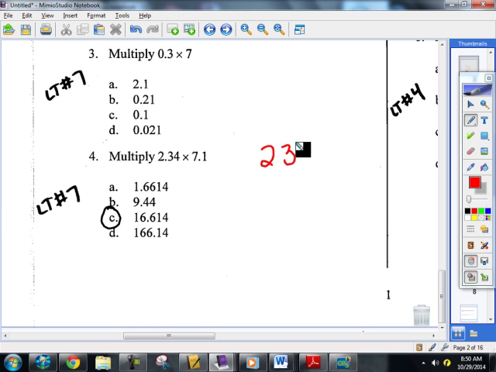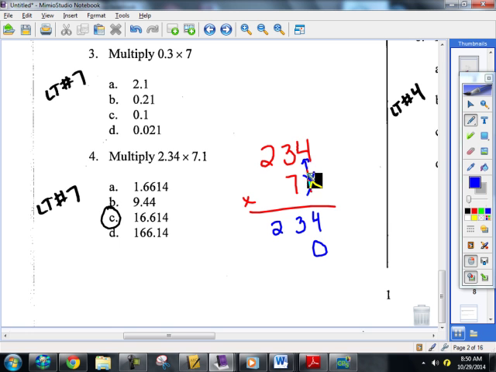Remember how I told you to do this? Just make it 234 times 71. Remember that, guys? Just take out the decimal. Forget about it for now. We can put it back in later. Let's just forget about it and do the problem the way we know how. Okay? 1 times 4 is 4. 1 times 3 is 3. 1 times 2 is 2, right, everyone? Pretty easy one there.